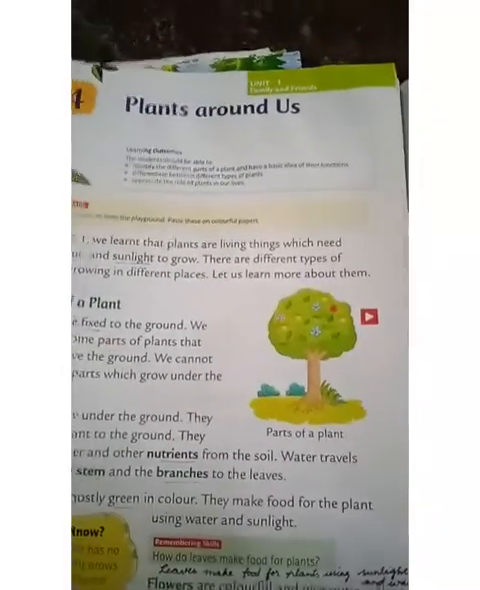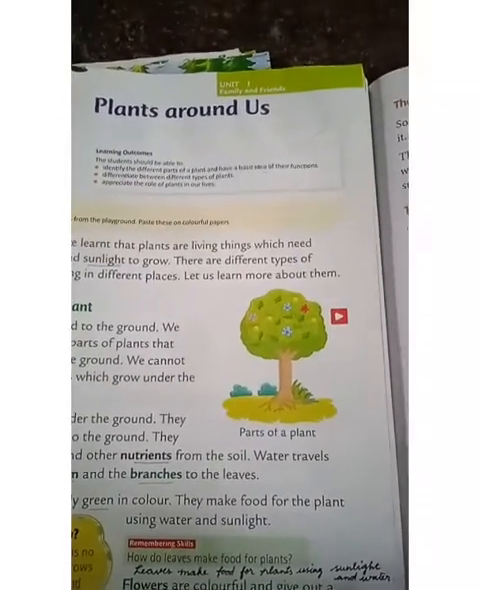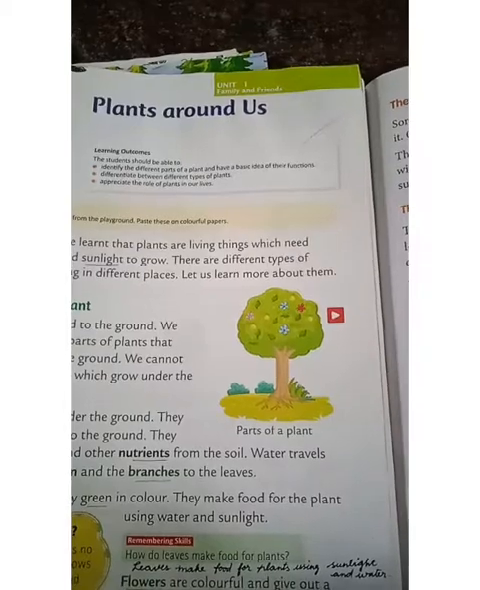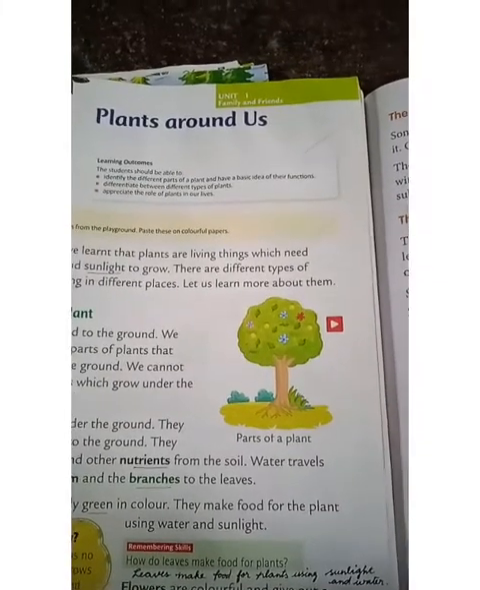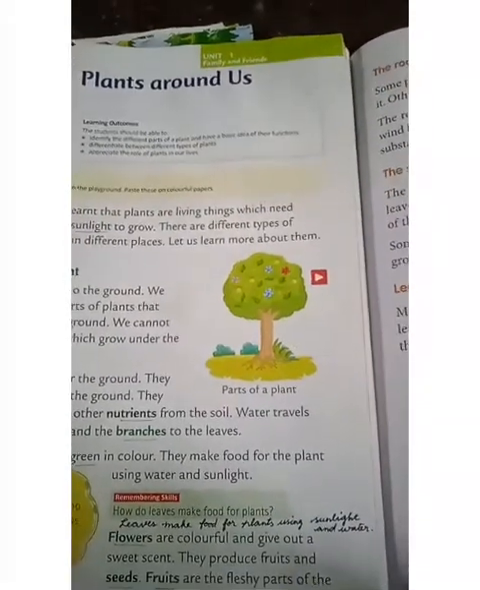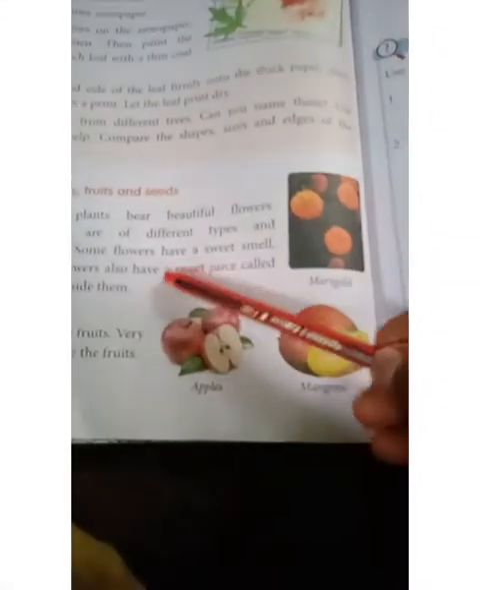Flowers are colorful and give out a sweet scent. They produce fruits and seeds. See, this is the fruit, isn't it? This is apple fruit. This is mango fruit.